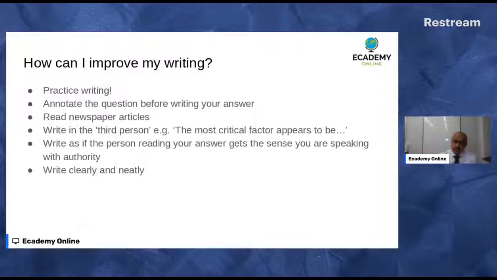Now, this is the most important thing. Most students forget this. You need to write your answer as if you are speaking with authority. What that means is that the person that you're speaking to knows nothing about the topic that you are talking about. And it's really, really important that you do that. You all know the information. You just need to show it off to the examiner. And obviously, write clearly and neatly every single time. You can do that by just planning out your answer very carefully in advance.